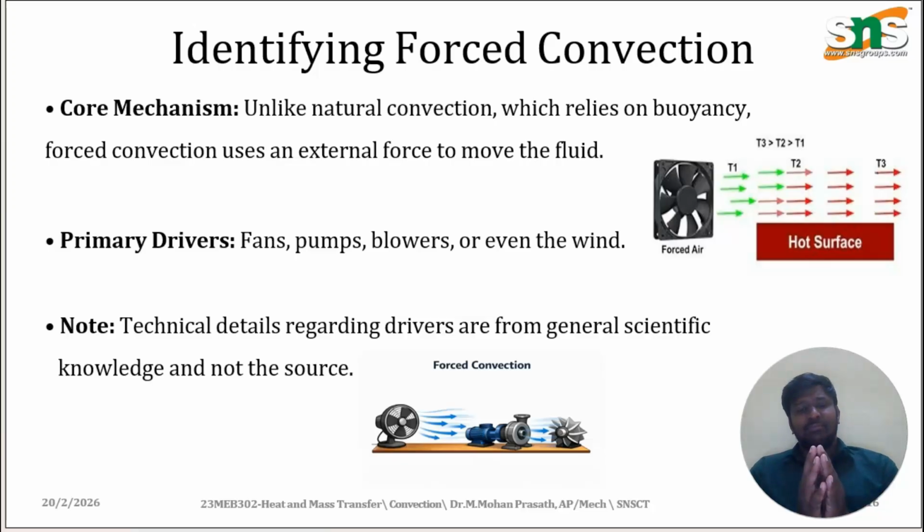What is the mechanism involved in forced convection? There are two types of convection: one is forced convection and another is natural convection. Natural convection relies on the principle of buoyancy. However, forced convection uses external forces to move the fluid. The primary drivers in forced convection are fans, pumps, blowers, and wind.